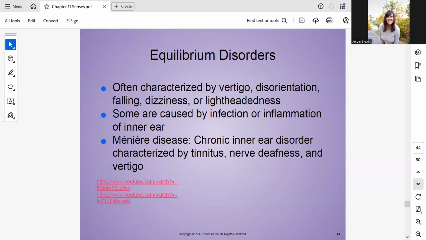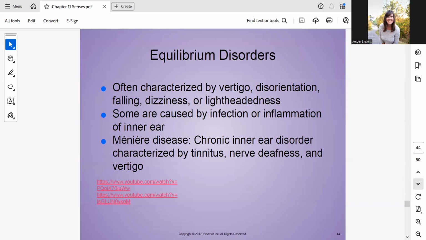Equilibrium disorders. You have vertigo and dizziness. This is when a person feels like the room is spinning after quickly standing up or changing positions, and it's a common symptom of vertigo associated with an inner ear imbalance. Inner ear infections, for example, are when individuals might experience sudden dizziness, nausea, or trouble maintaining balance due to inflammation or infection of the inner ear.